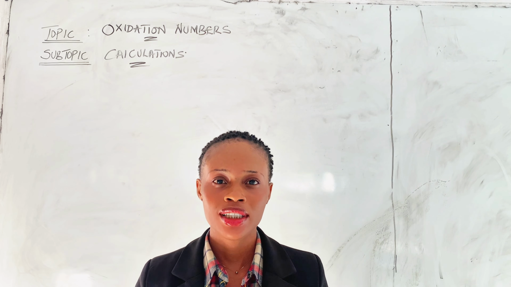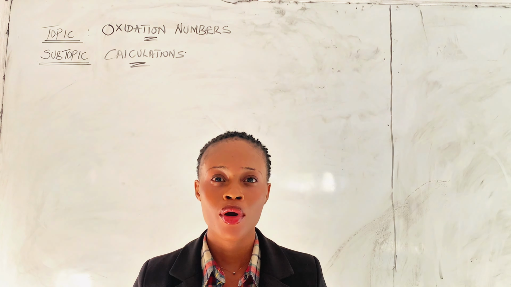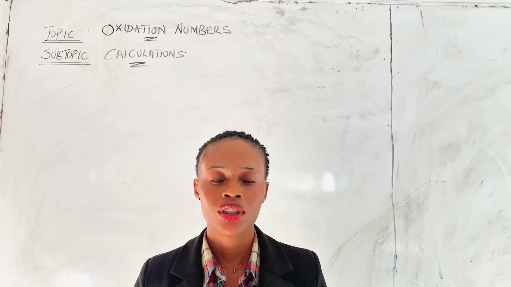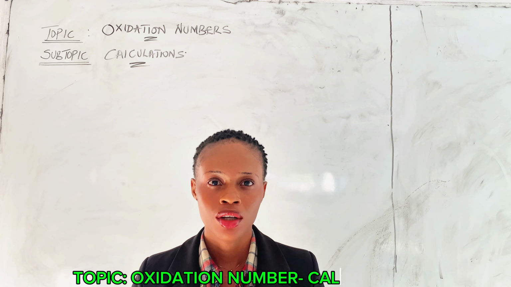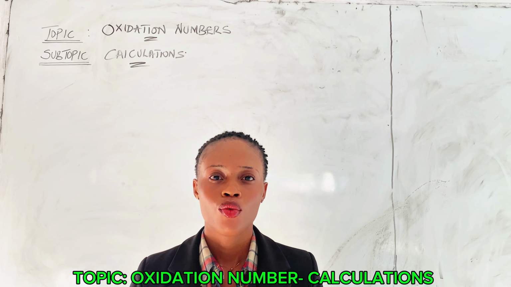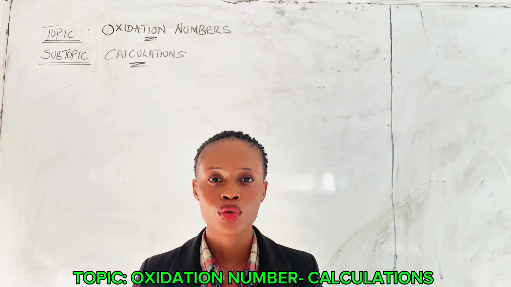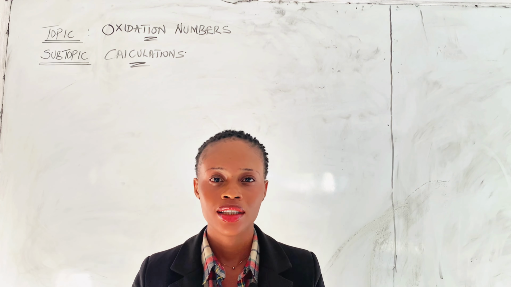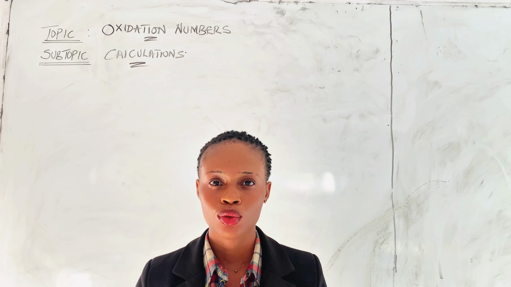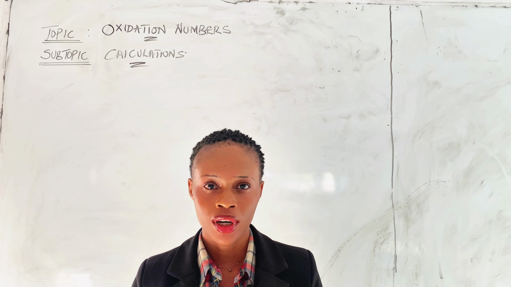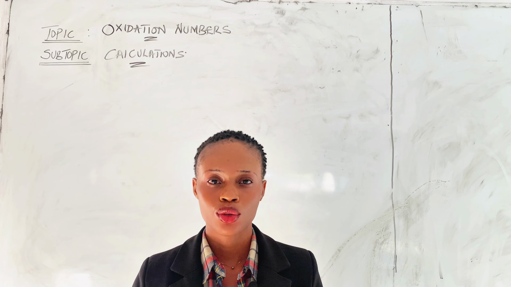Welcome back. So in today's class, we're going to be continuing from where we stopped in our previous lesson, which is oxidation number. In our previous lesson, we talked about rules for calculating oxidation number of compounds and ions. Now, if you are yet to watch that video, kindly check it out on my channel. It is titled Oxidation Number. Okay, so please take note of that.